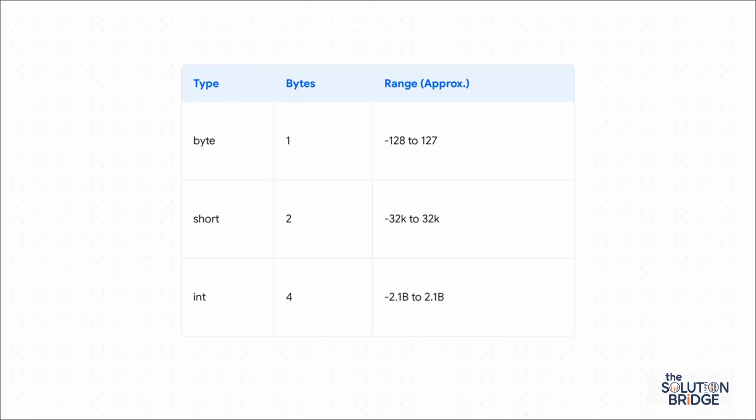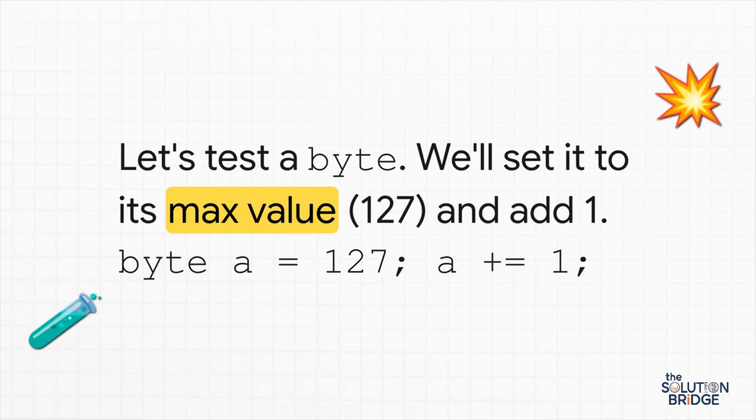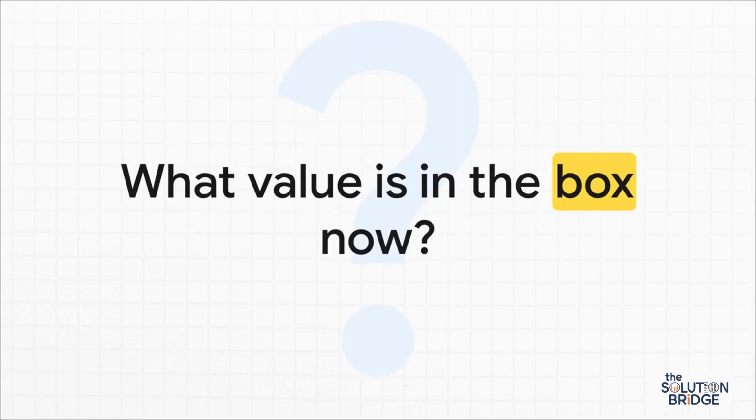So, what do you think happens when you try to stuff too much information into one of these little boxes? Let's find out. Let's do a little experiment. We'll grab one of those tiny byte variables. We know its maximum value is 127. So we'll put exactly 127 in it. And then we're going to push our luck. We're going to try to add just one more. We are pushing this little box right to its breaking point. So what's your guess? What happens? You might think the computer will complain, or maybe it just stays at 127. But what actually happens is much, much weirder.